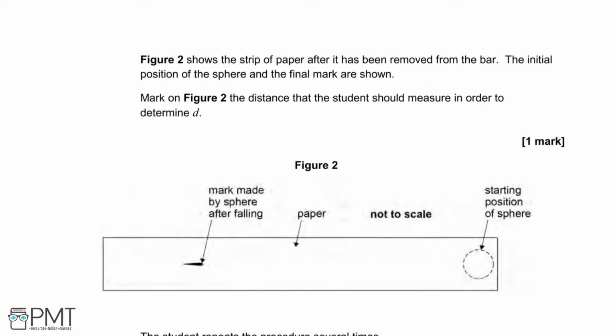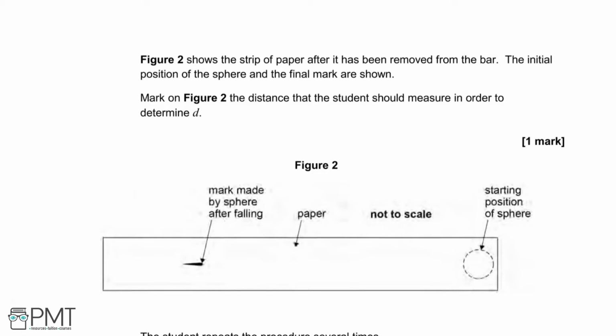Figure 2 shows the strip of paper after it's been removed from the bar. The initial position of the sphere and the final mark are shown. Mark on Figure 2 the distance that the student should measure in order to determine d. And this is for 1 mark.